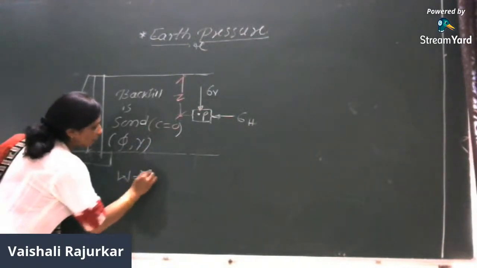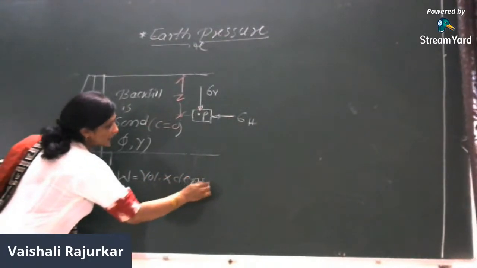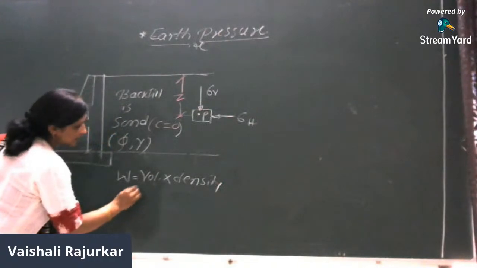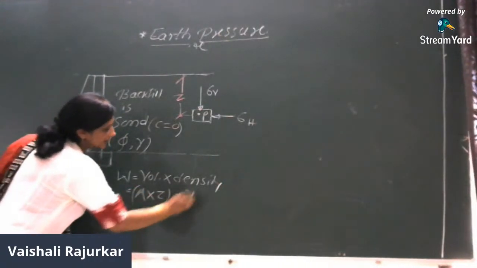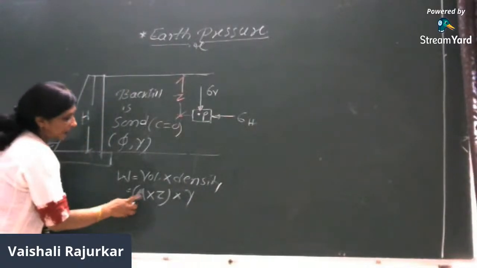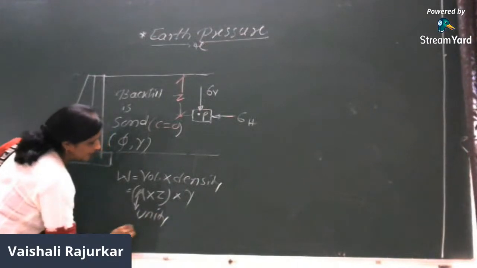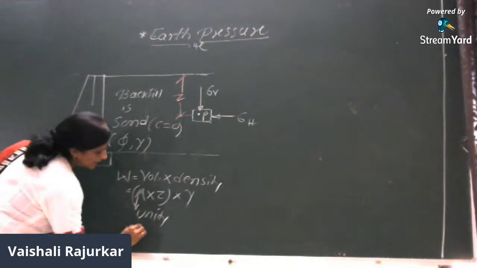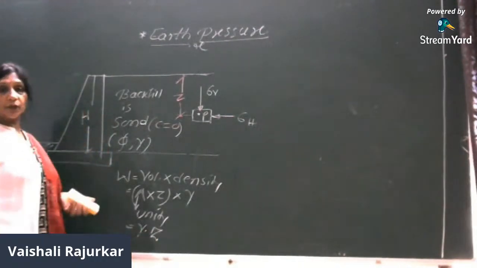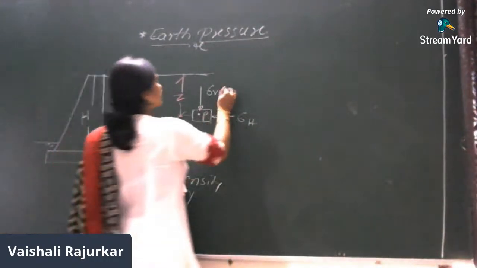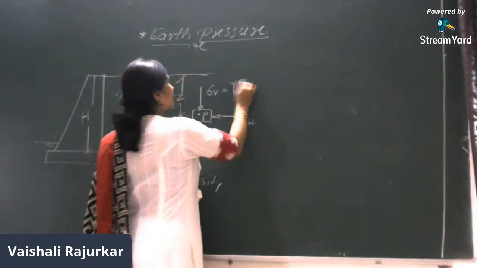Weight is equal to volume multiplied by density. In this case, volume is area multiplied by Z and density is gamma. Now, area we are considering as unit, and therefore this is gamma into Z. So here we will just consider this is gamma into Z.